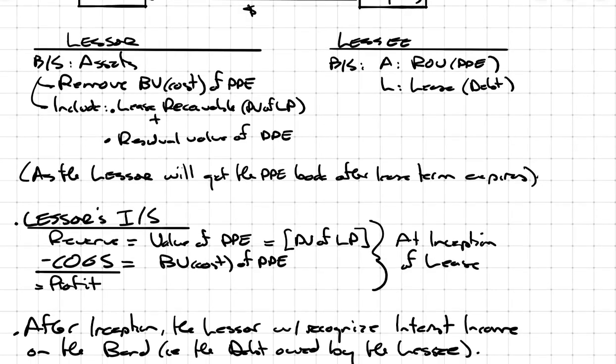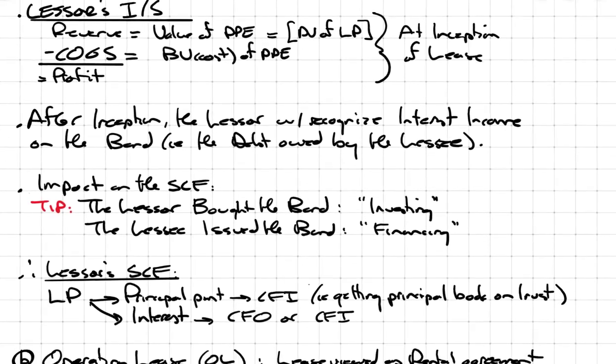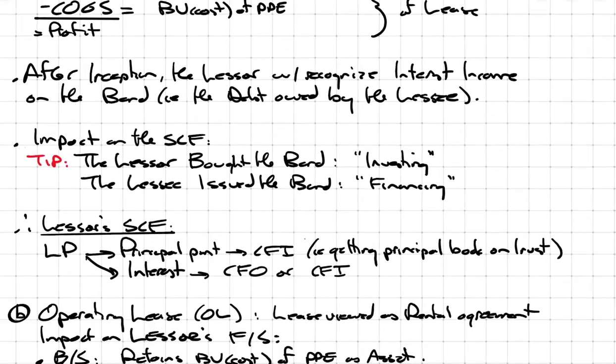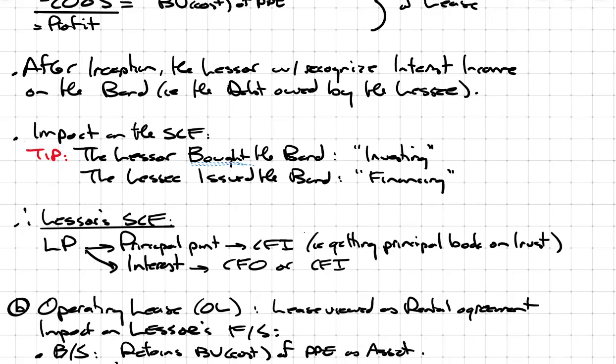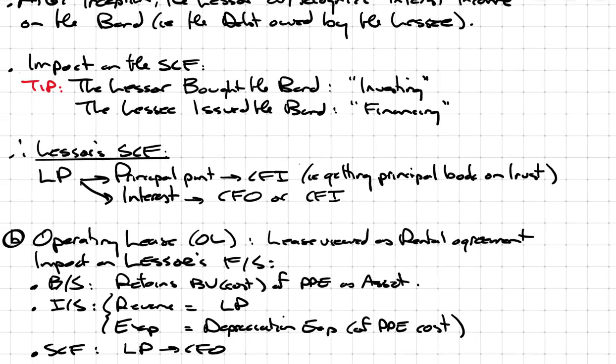And why is that important? Well, each of those activities is categorized differently. If you're buying a bond, it's considered as investing. So from the lessor's point of view, that bond transaction is an investment. However, when you issue a bond or issue debt, that's viewed as financing activity. So from the lessee's point of view, it's regarded as financing cash flow.